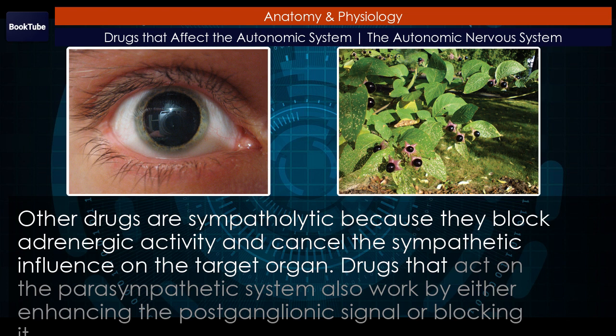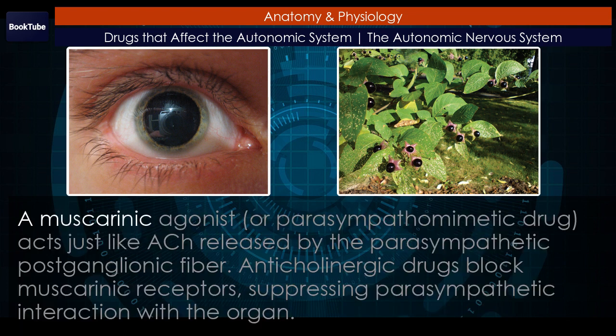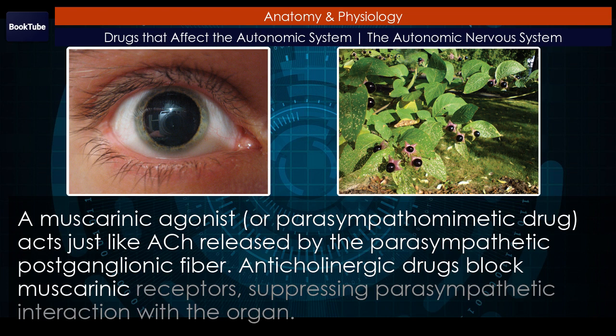Drugs that act on the parasympathetic system also work by either enhancing the postganglionic signal or blocking it. A muscarinic agonist, or parasympathomimetic drug, acts just like ACh released by the parasympathetic postganglionic fiber. Anticholinergic drugs block muscarinic receptors, suppressing parasympathetic interaction with the organ.